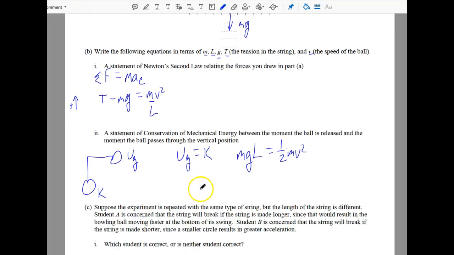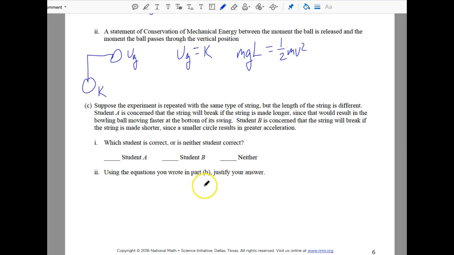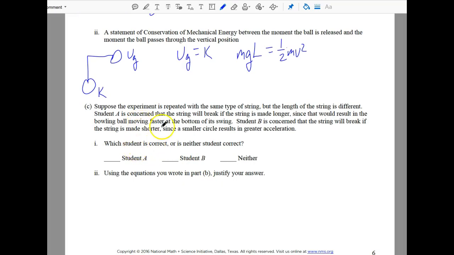Let's go ahead and move on down. Here it says it's repeated with the same type of string, but the length of the string is different. Student A is afraid that it'll break if it's made longer, since that results in the ball moving faster at the bottom. Student B is concerned that the ball will break if the string is made shorter. So what we have to do is think about which one of these is right. Neither of them is. That would be the correct answer. However, you could get partial credit if you answered A.